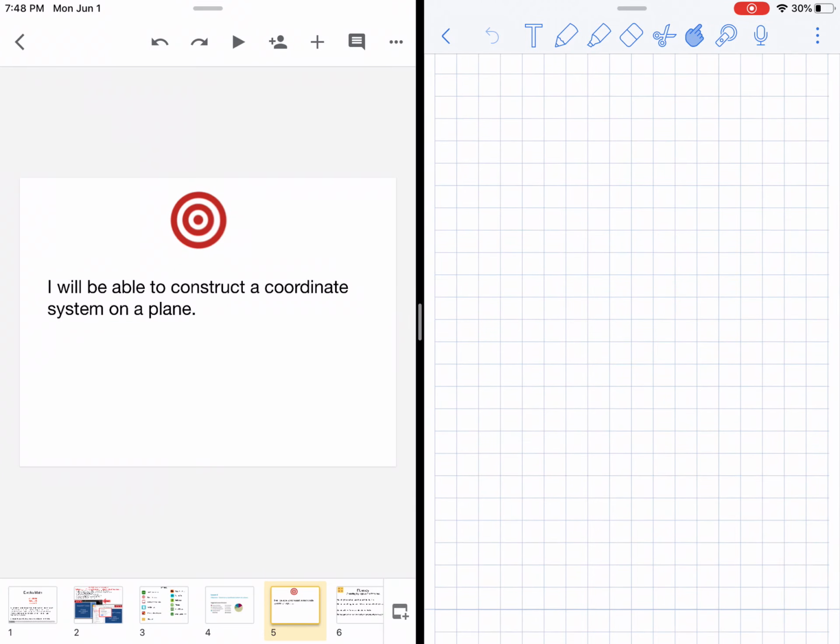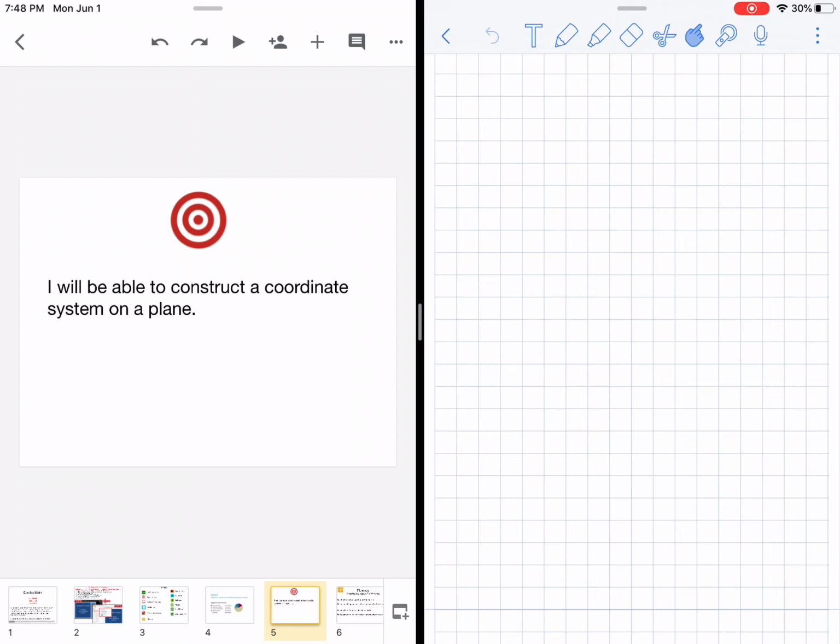Happy Tuesday. This is Module 6, Lesson 2. Your target for today is that I will be able to construct a coordinate system on a plane. And no, that is not an airplane that I am talking about. So let's move on.